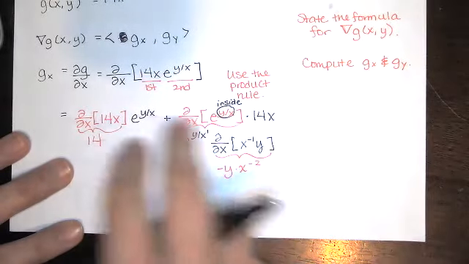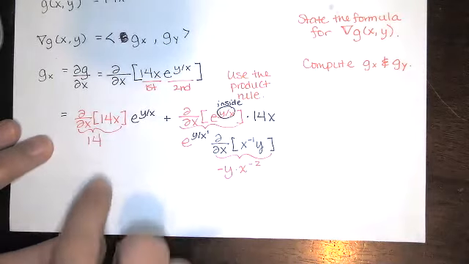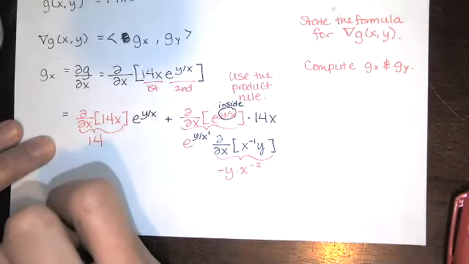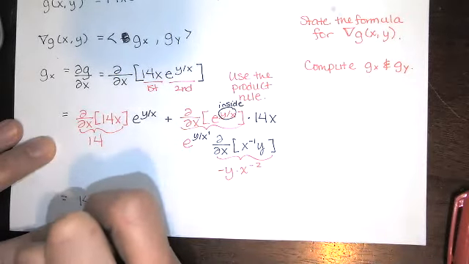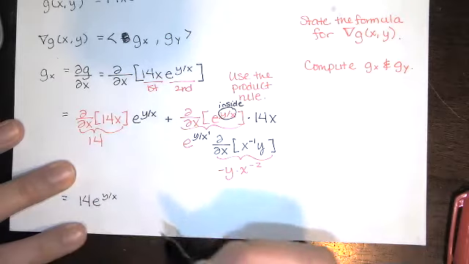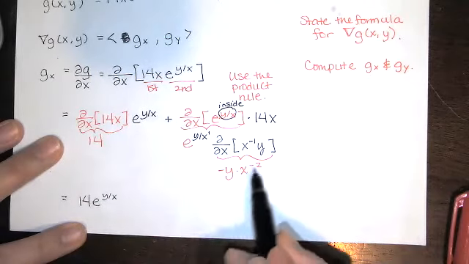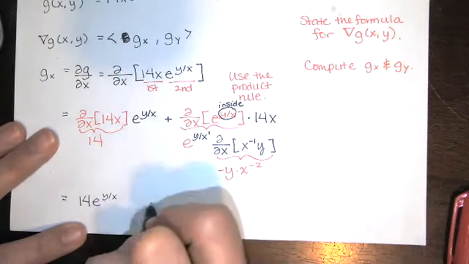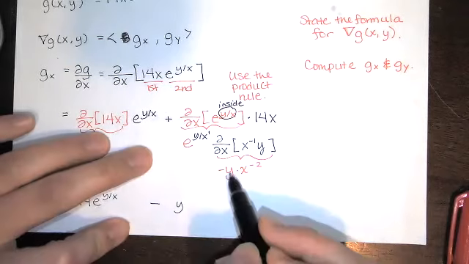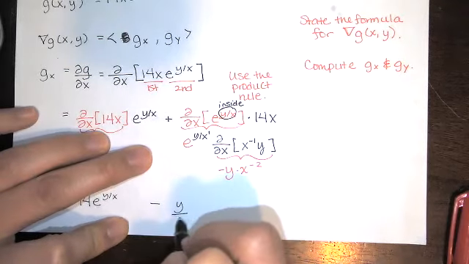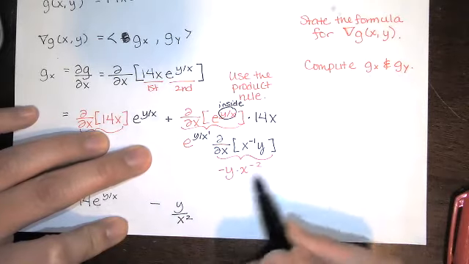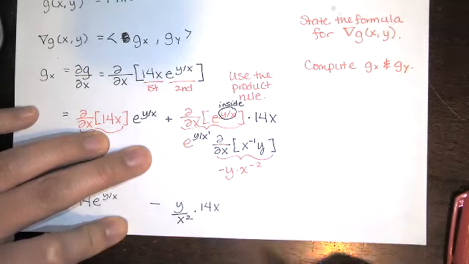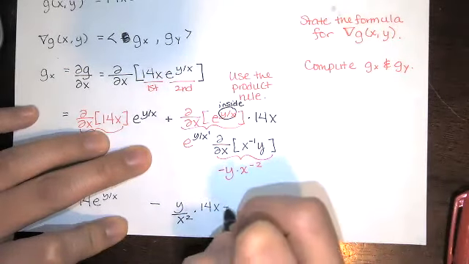Now, initially it might look like you've got a lot going on here, and you kind of do, but remember, each of these is multiplying each other. So basically what we have is 14 times e to the y over x, and then I have a positive, and I'm multiplying it by this negative. So positive times a negative is a negative y, and then I've got an over x squared, that's one factor, times 14x, that's another factor, times e to the y over x.